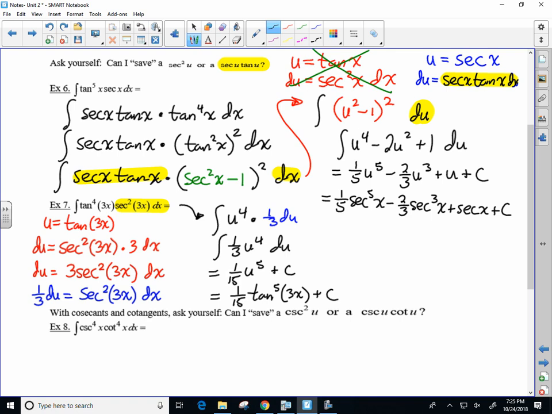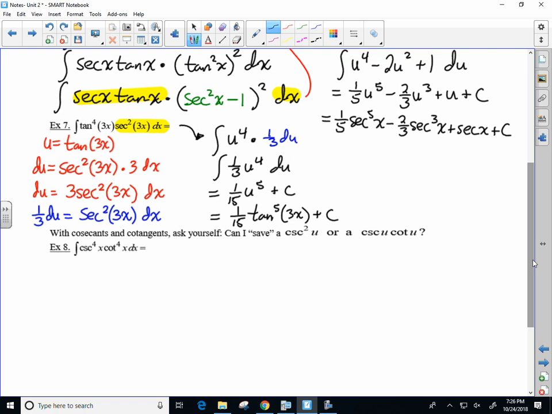With cosecants and cotangents, ask yourself, can I save a cosecant squared or a cosecant cotangent? And you may be wondering, why these particular things? That's because they're known derivatives, right? I know that the derivative of cotangent is negative cosecant squared x. So that's only a constant multiple away from being this. And the derivative of cosecant is negative cosecant times cotangent. Right? So these are things that I know are derivatives. So basically I'm taking something that is a known derivative and isolating it in the hopes that whatever's left will lead to some kind of u that'll work for me.